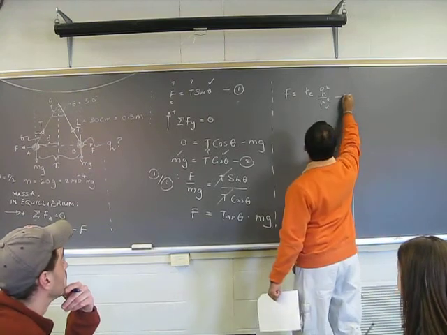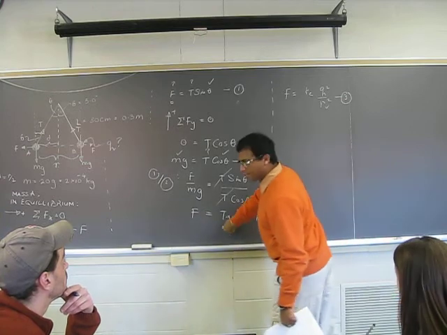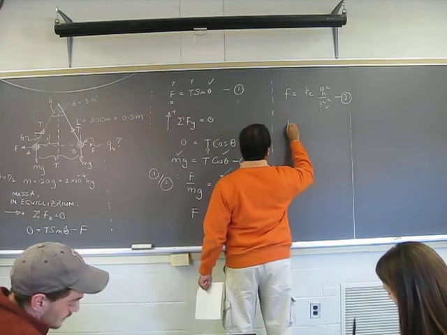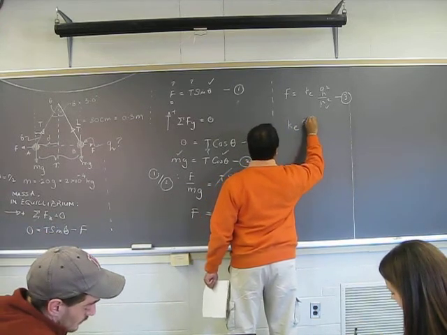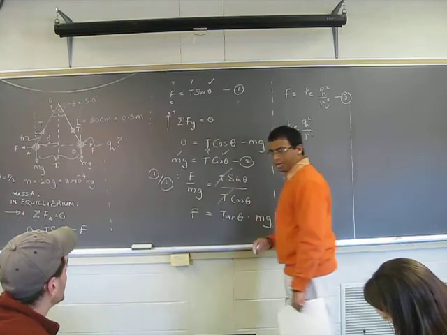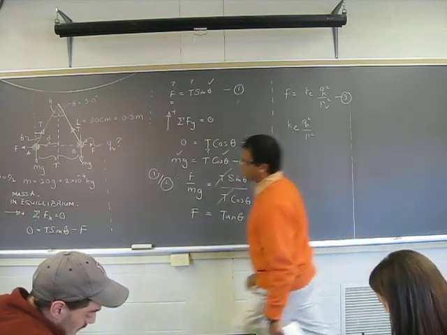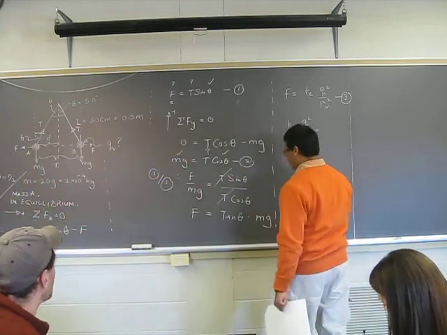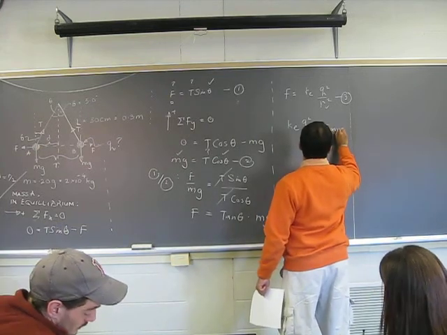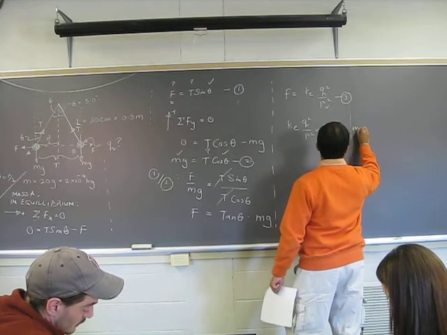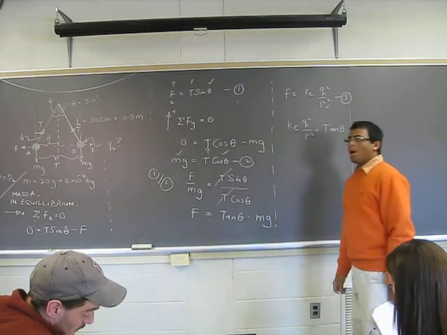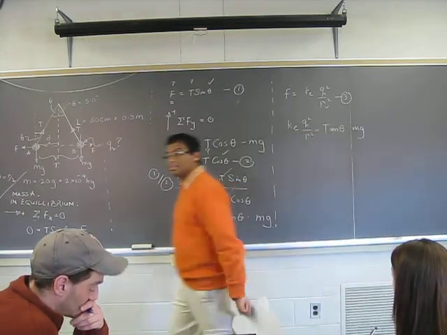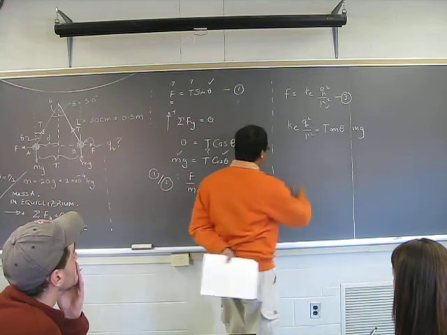So what I'm going to do is put this formula into this. Okay? So what do I have? I have K E Q squared. I'm going to keep R squared for the time being. But now I have a nice term to put, which is equal to tan theta times mg. So what is the unknown term? What are we trying to find? Q. So let's isolate the Q.